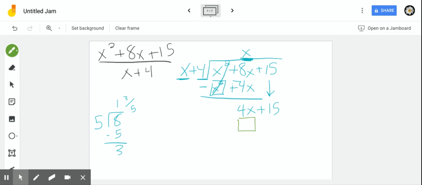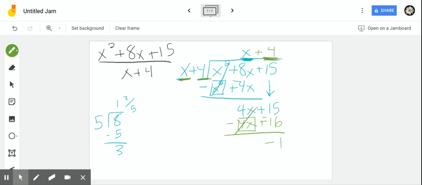Our next goal is to get a 4x. So what times x gives us 4x? Well, it'll definitely be a plus 4. So 4 times x is 4x. 4 times 4 is positive 16. Draw the line, change the signs, and we have a negative 1. There is nothing else to drop, so this negative 1 is a remainder.